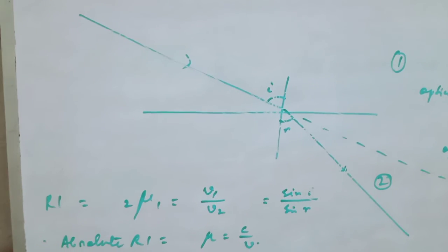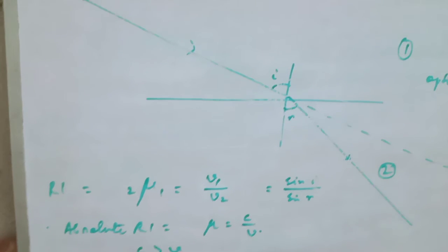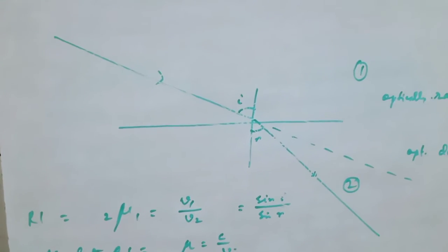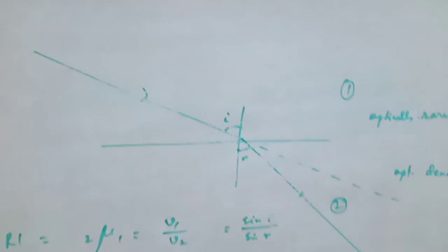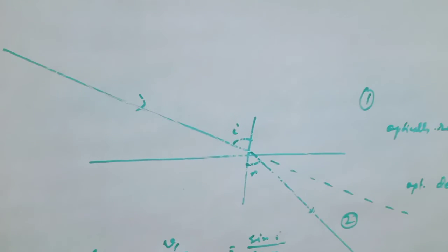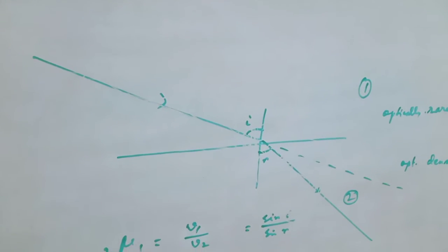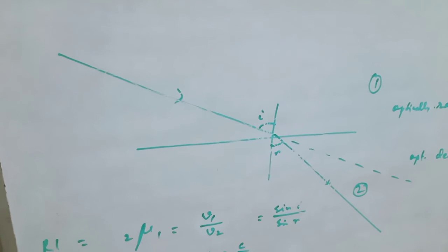So optically rarer means where the speed of light is higher, and optically denser medium means the medium where the speed of light decreases, with respect to the first one. Now there are two laws of refraction. So what is the cause of refraction? The cause of refraction is the change in speed of light.